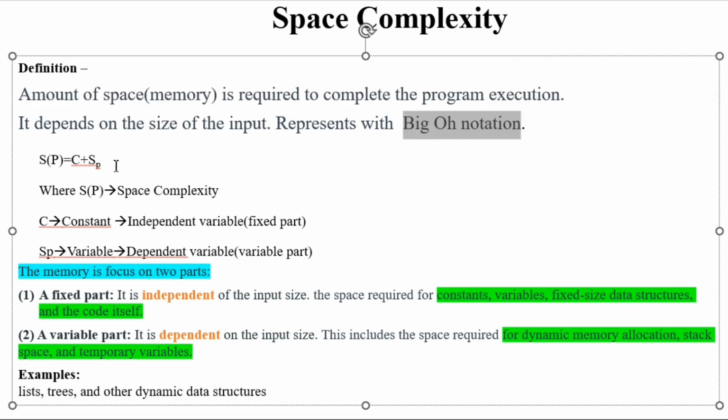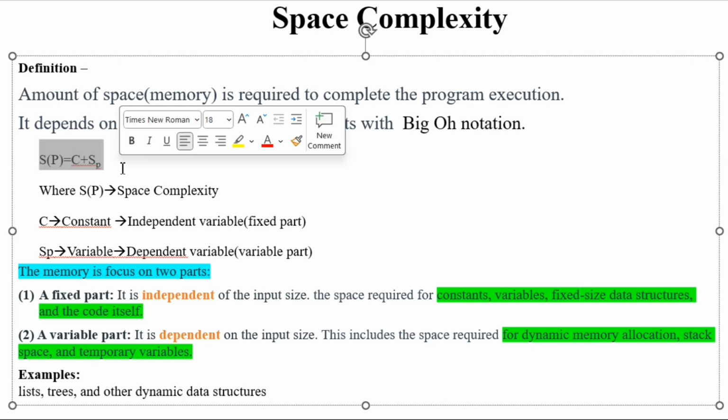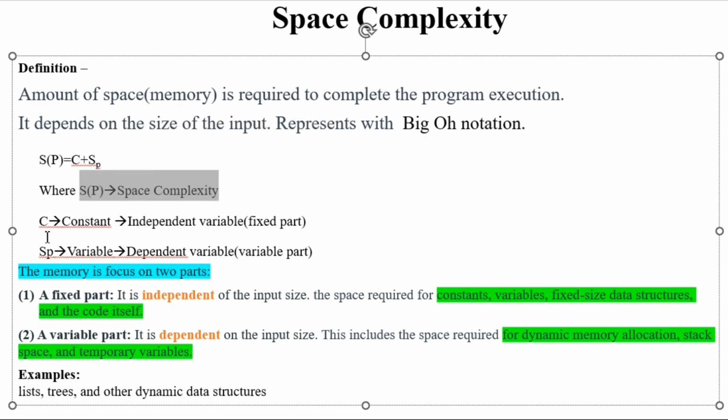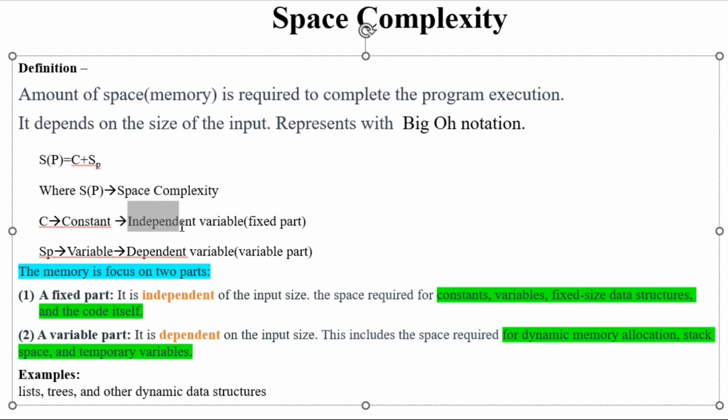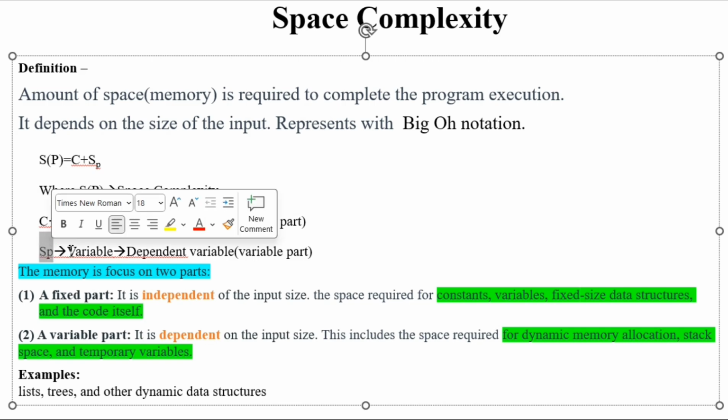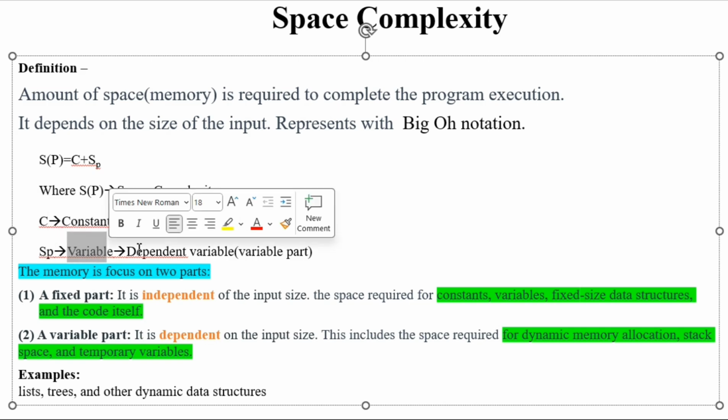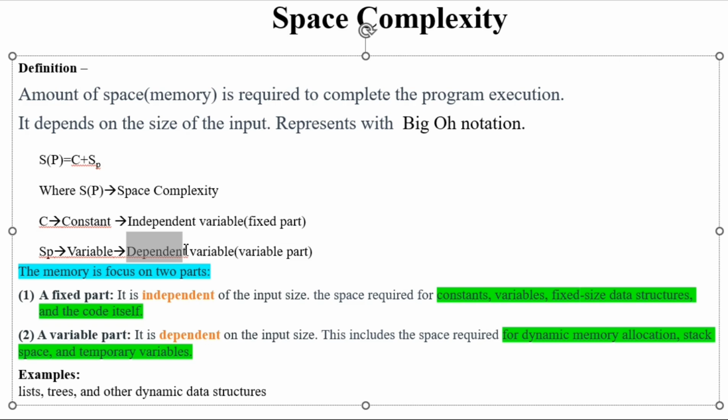The formula is S(P) = C + S_P, where S(P) is the space complexity, C is the constant and it is the independent variable, that means fixed. S_P is the variable, it is a dependent variable, that means it is the variable part.